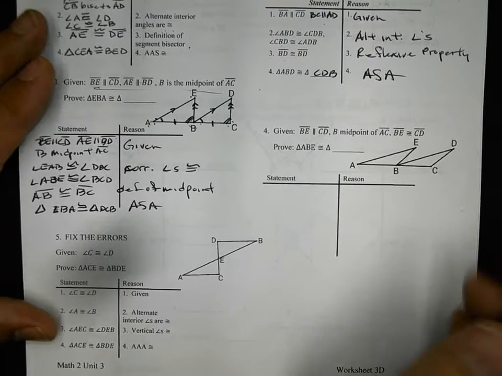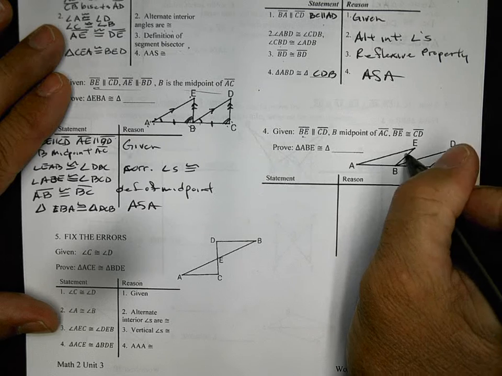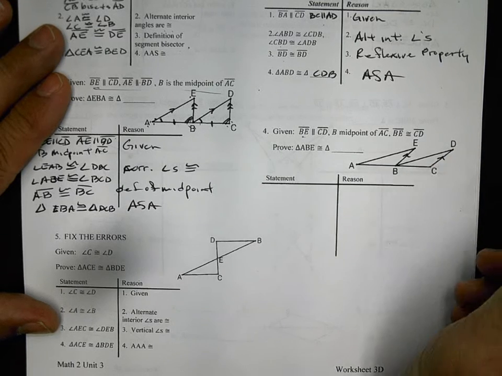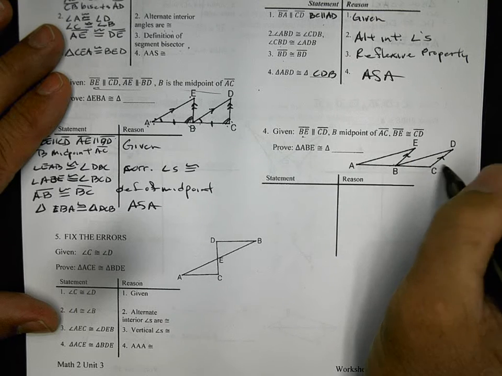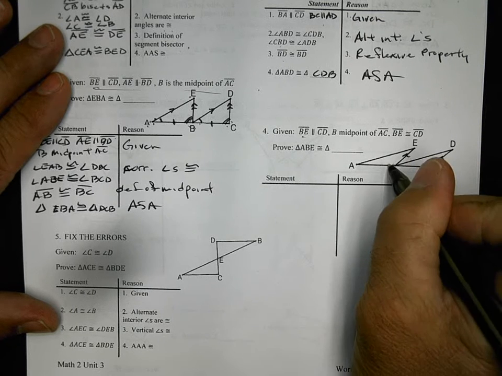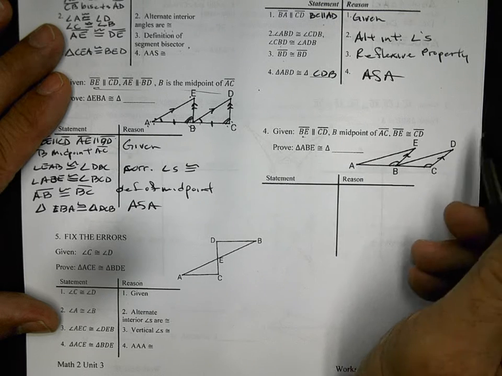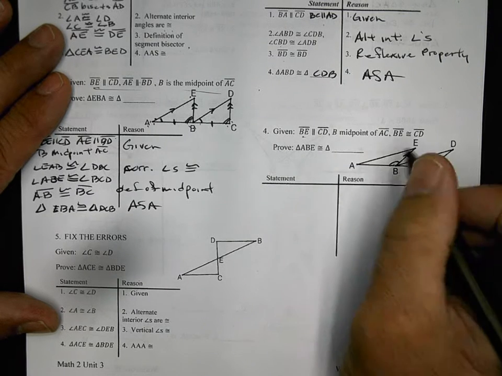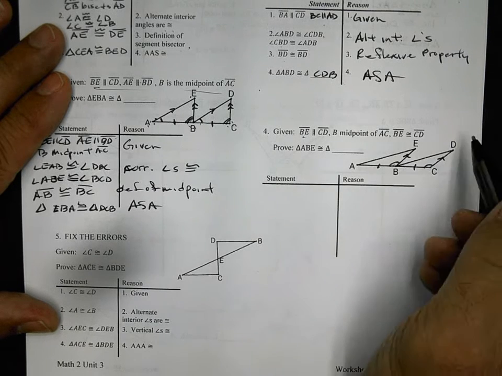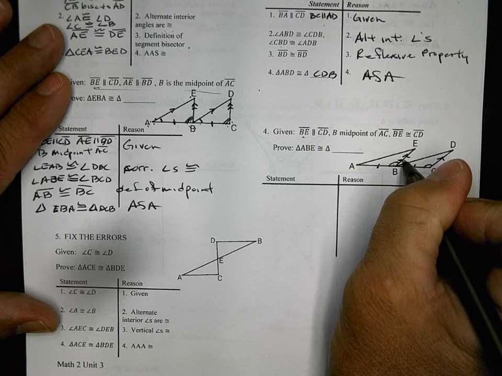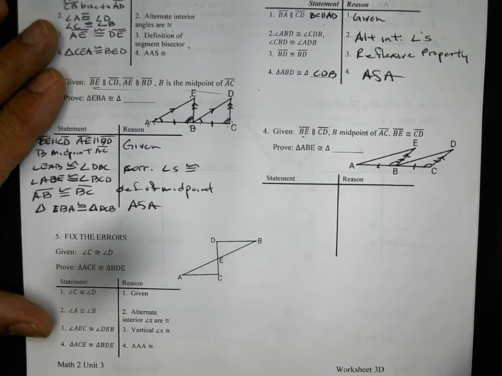Okay, moving on. We've got BE is parallel to CD, so we'll put that, which means that these two angles are going to be congruent by corresponding angles. B is the midpoint of AC, so we know these two guys are congruent. And BE is congruent to CD. So by side angle side, we know these two triangles are congruent.